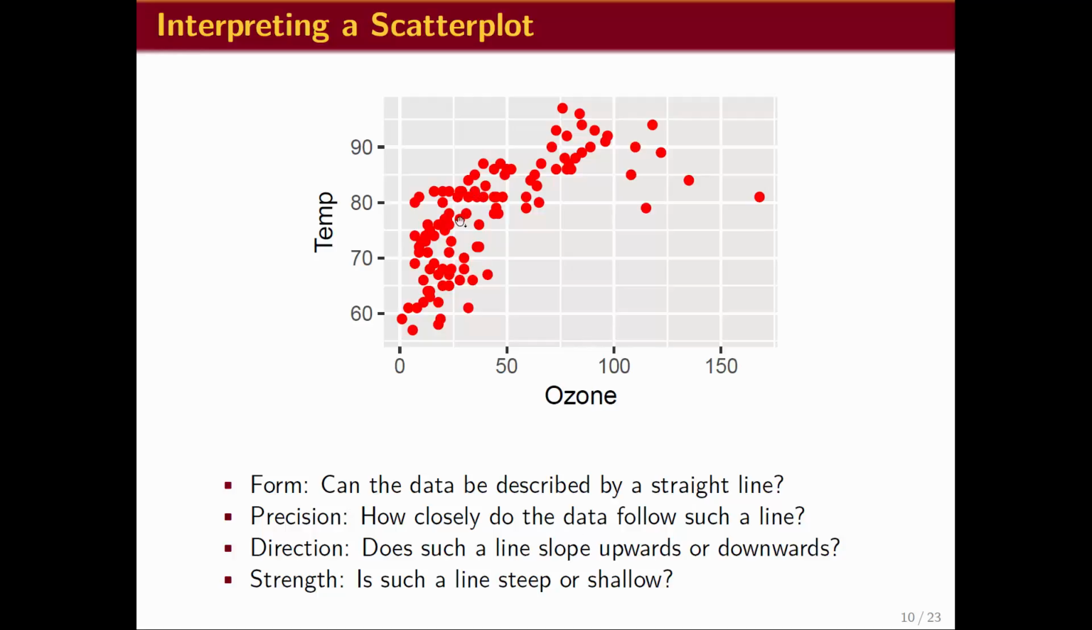You could ask the same questions about this. This is the relationship between temperature and ozone. So what would you say is the most striking thing about this plot in terms of these sort of questions that I've asked about the plots? What's the thing that stands out the most here?